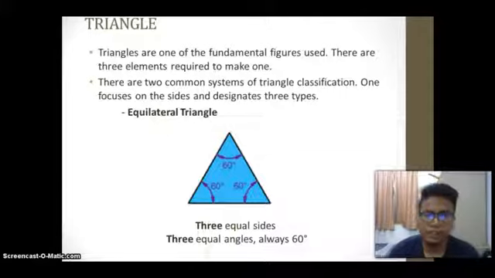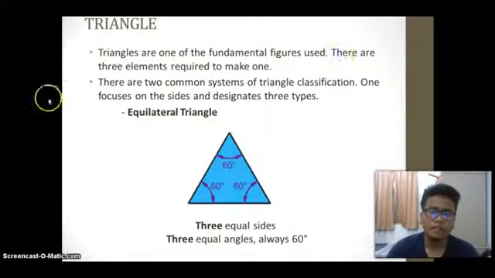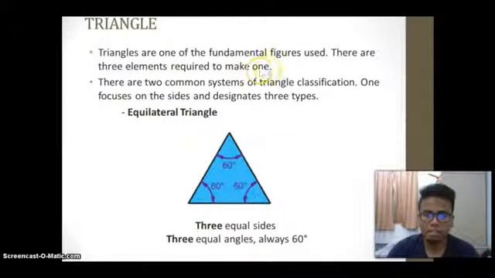Okay, we move to the triangle. But first, what is a triangle? A triangle is one of the fundamental figures. There are 3 elements required to make one. This means a triangle needs 3 sides to make one complete triangle.